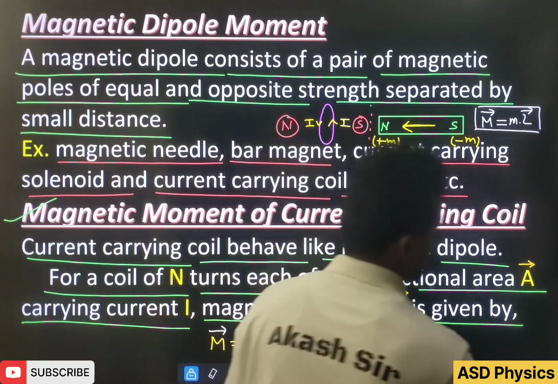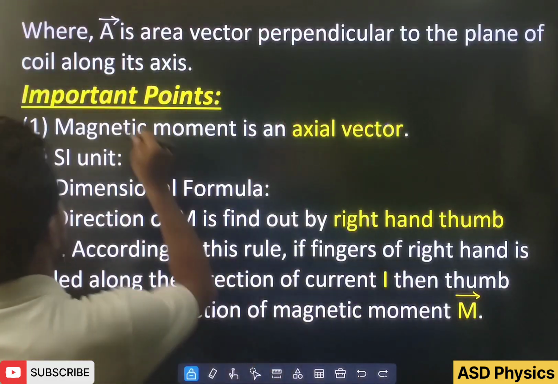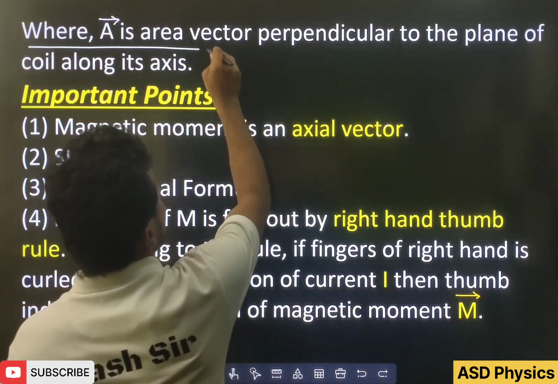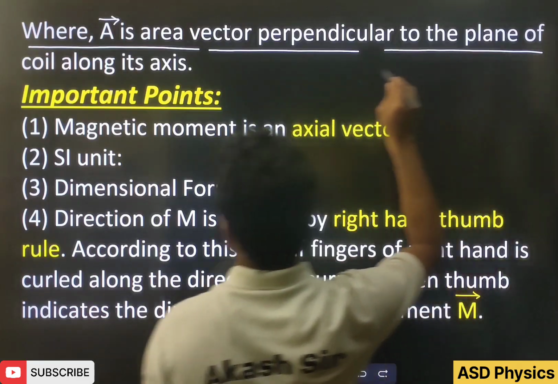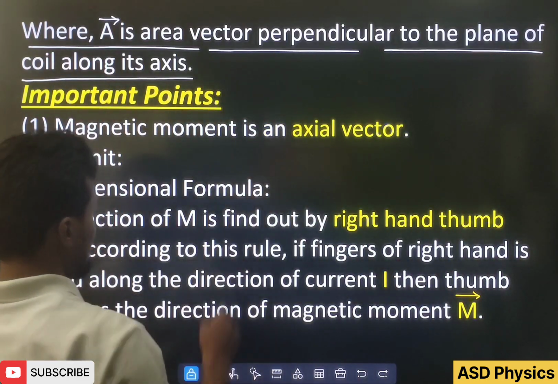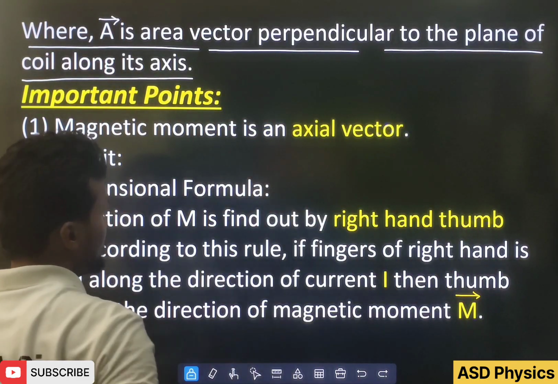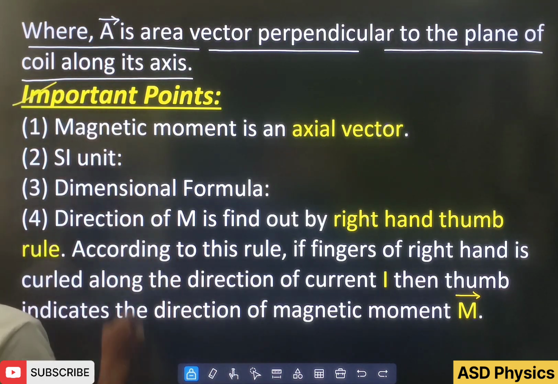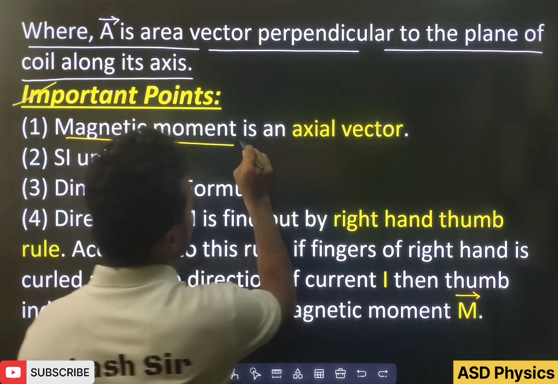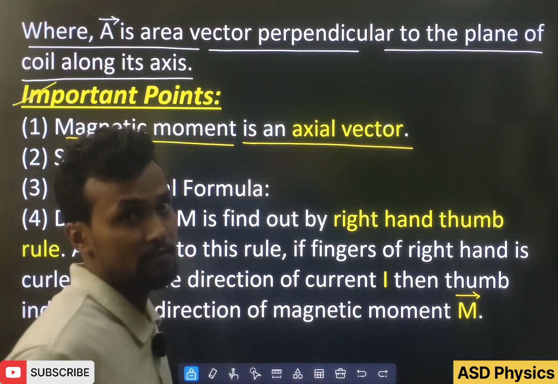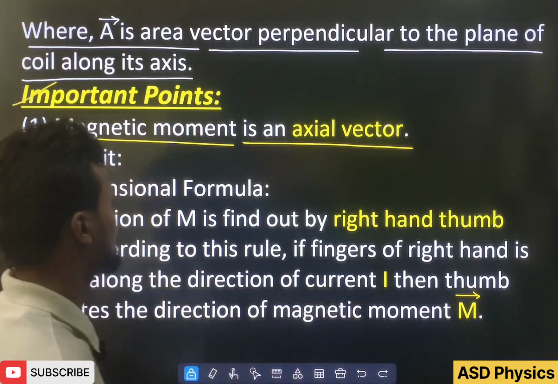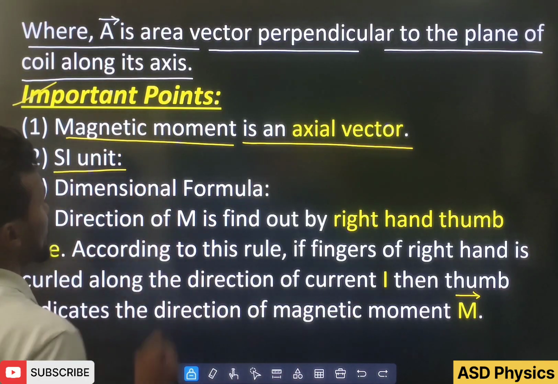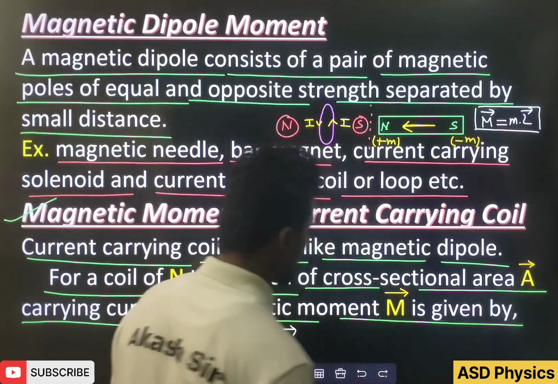Remember that. Next one, let's see, where vector A is the area vector perpendicular to the plane of the coil along its axis. A is the area vector. Now let's see some important points here. First one, magnetic moment is an axial vector. Why? We will see in this point. And if I talk about the SI unit, what is the SI unit? You know very well.